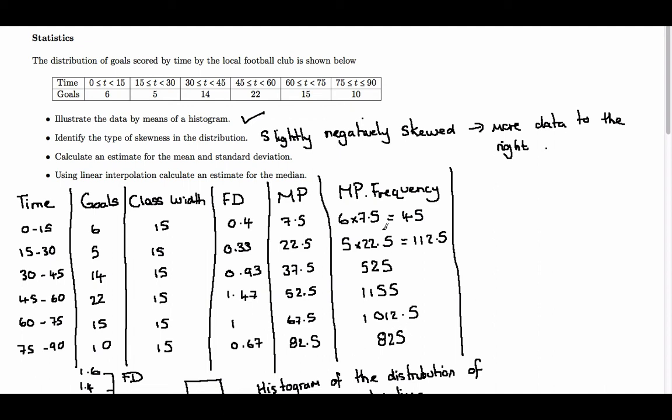And then I do need to know the sum of all of these. So at the end, the summation of all of these will be 3,675. So that's my midpoint times frequency. I also need to know the midpoint squared times frequency for the standard deviation. So we'll do that now. Midpoint squared times frequency.